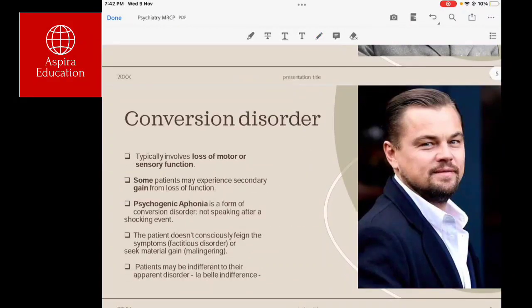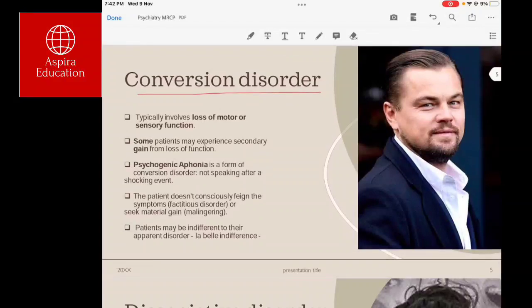Then in the same somatoform disorders, we have another disease called conversion disorder. Here, mainly there is loss of motor or sensory function. Loss of motor or sensory function means suddenly the patient will develop quadriparesis or quadriplegia. Suddenly the patient may develop aphonia. Aphonia means not able to talk.